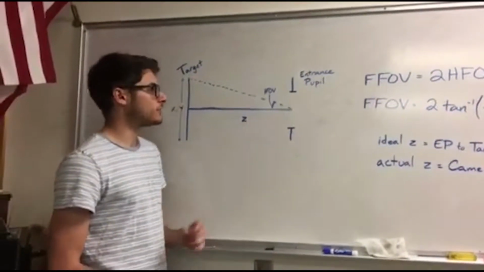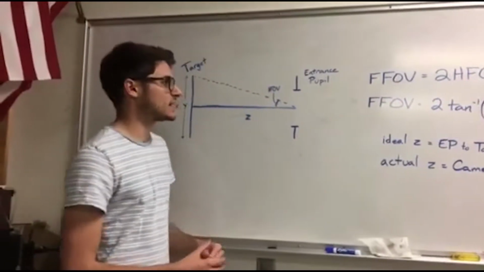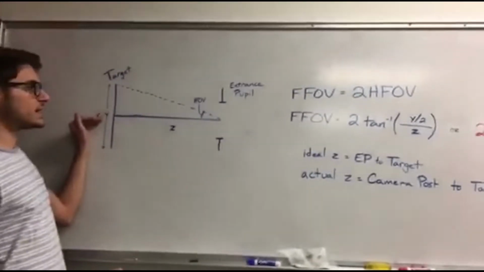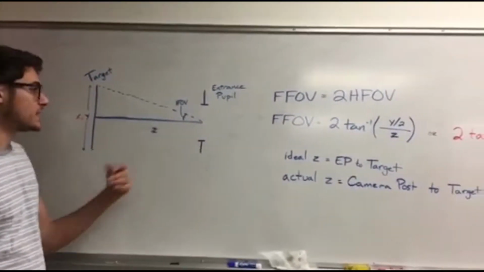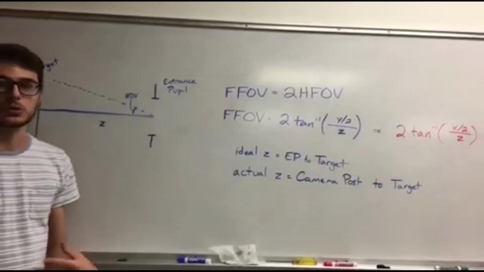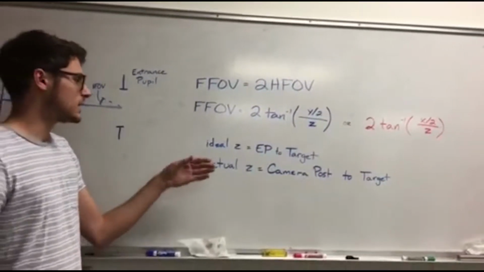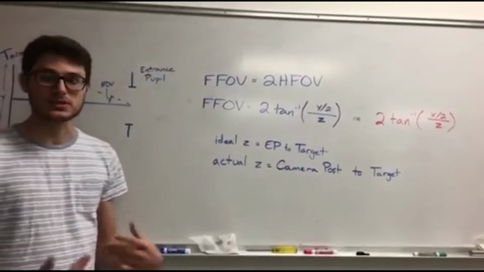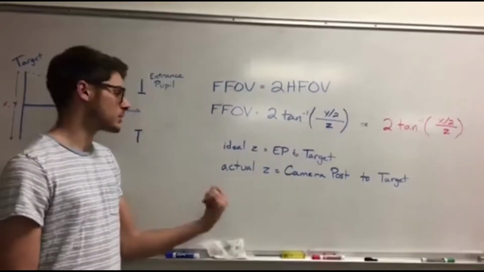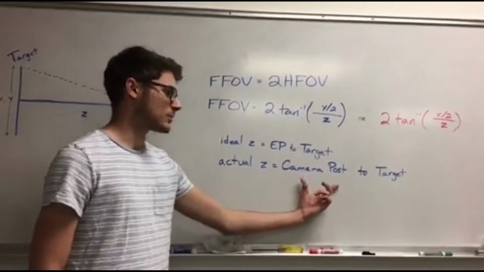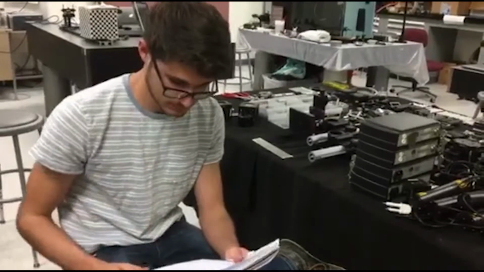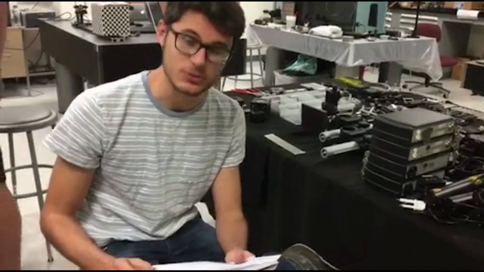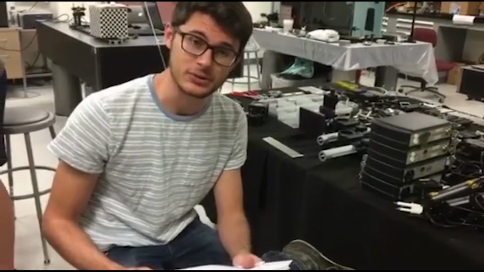From here, the half and full fields of view can be calculated by taking the inverse tangent of half of the distance in the horizontal or vertical direction and dividing that by the distance from the camera to the target. The ideal calculation for the full field of view will use the entrance pupil to the target, but since we don't know where that entrance pupil is, we had to approximate that with the camera post distance to the target. The vertical full field of view was 11.91 degrees and the horizontal full field of view was 14.85 degrees.